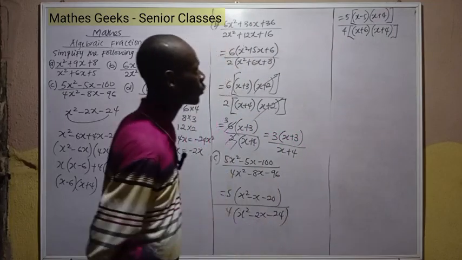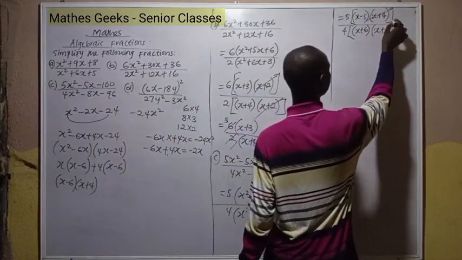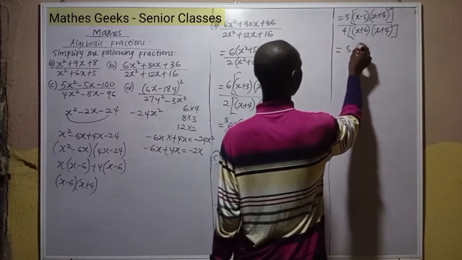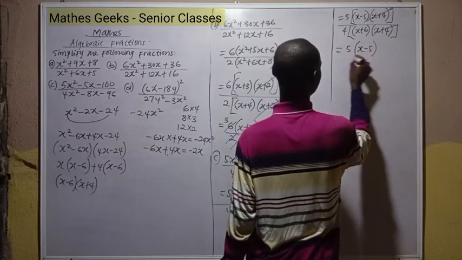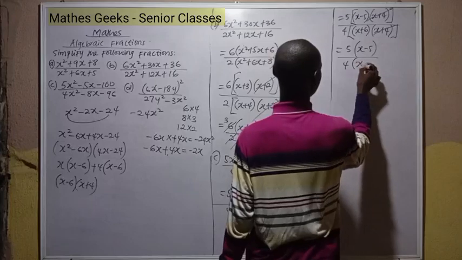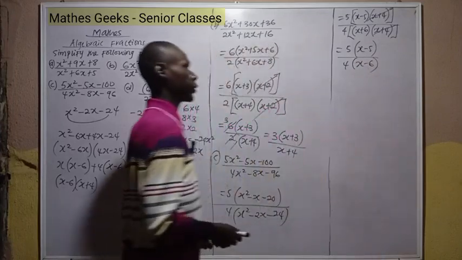Okay, so we're going to eliminate this. This is 5 over x minus 5 over 4x minus 6. This is our final answer.